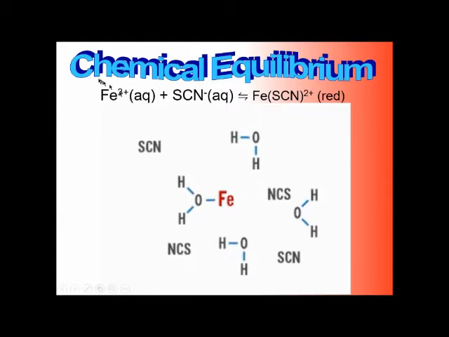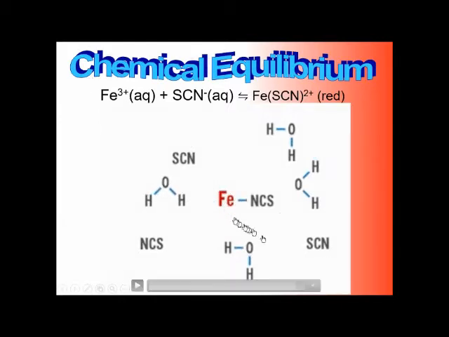So if the iron is connected with water, this would be a clear solution, but when we see it connected with the thiocyanate, this would be a red solution. So it's going back and forth and back and forth.